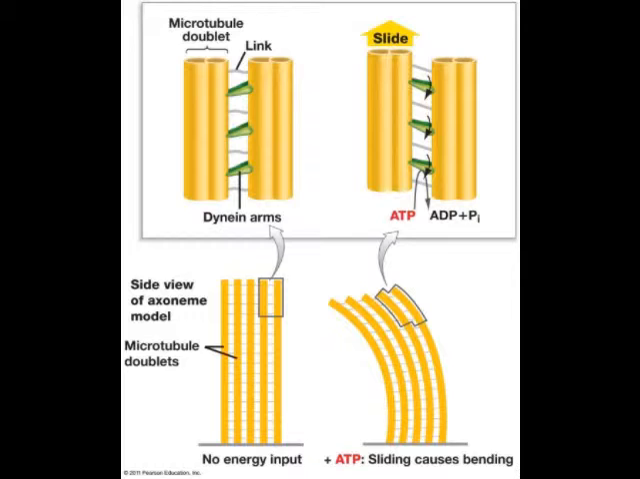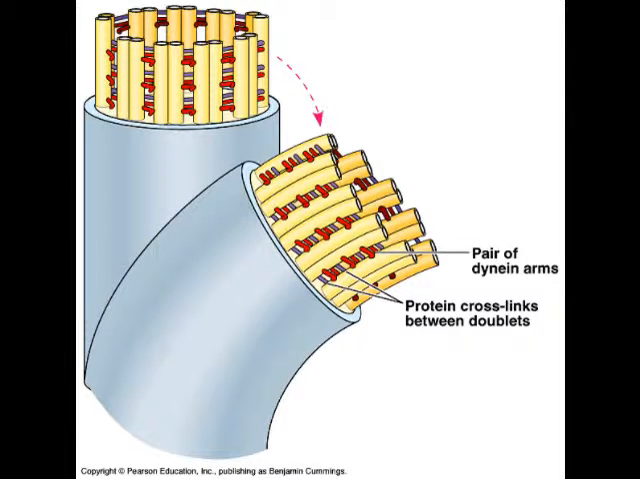2. Power stroke. The dynein arms undergo a conformational change that causes a forward movement of the lower alpha tubule, which slides towards the minus end of the beta tubule. 3. The arms now have to detach from the beta tubule in order for another power stroke to occur. 4. Before another cycle can happen, the dynein arms reattach to the upper beta doublet tubule.